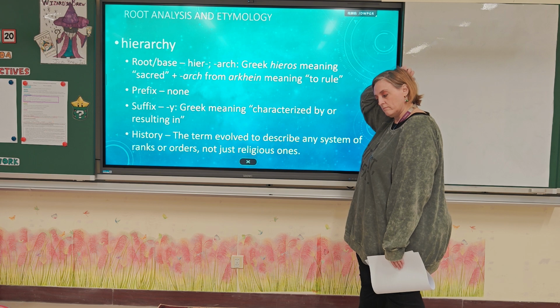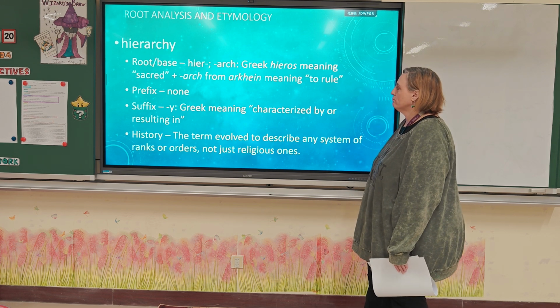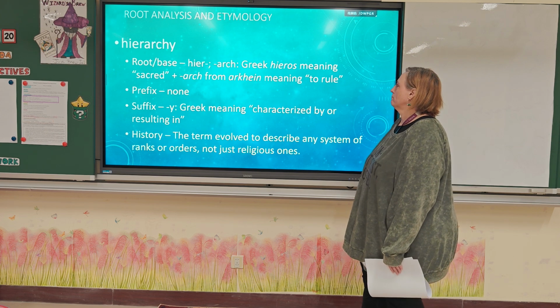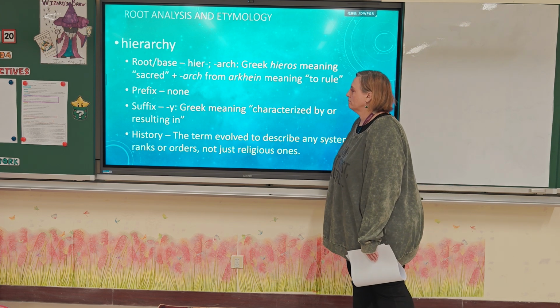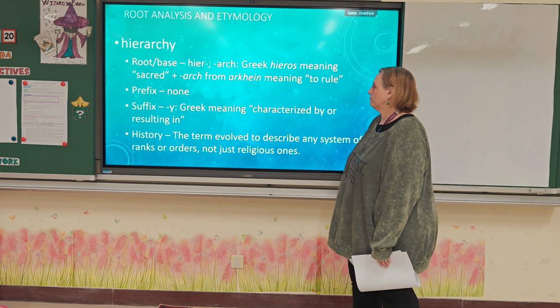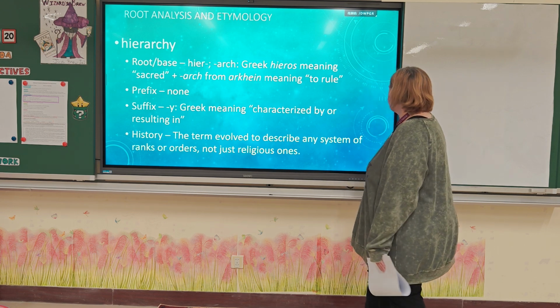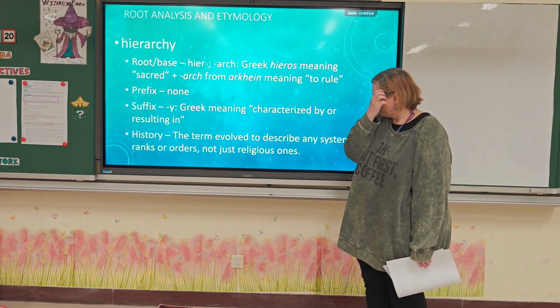Hierarchy. Root base, hier, arch, Greek hieros, meaning sacred, plus arch from archein, meaning to rule. Prefix, none. Suffix, y, Greek meaning characterized by or resulting in. History: the term evolved to describe any system of ranks or orders, not just religious ones.